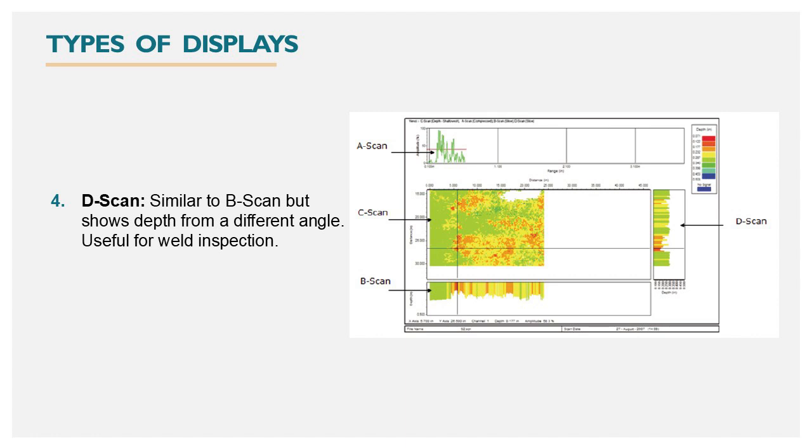The D-scan display is exactly like a B-scan display except that the view is oriented perpendicular to the B-scan view in the plane of the plate. The D-scan allows quick discrimination of indications along a weld by presenting their position in depth from the scanning surface. An example of the relationship between all four common ultrasonic displays is shown in this figure.